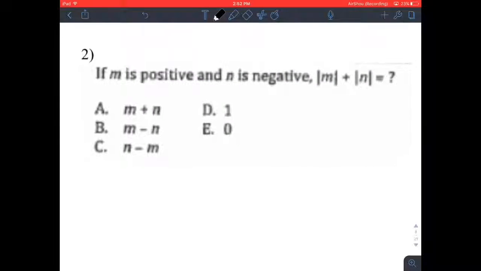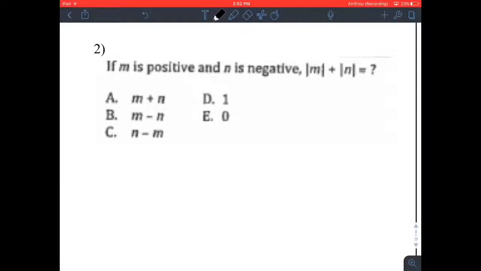Number 2, if m is positive and n is negative, what is the absolute value of m plus the absolute value of n? Well, so if m is positive, I'll tell you what, here's an example. If you think about it too long, which I just did, I got confused. So let's not think too long.